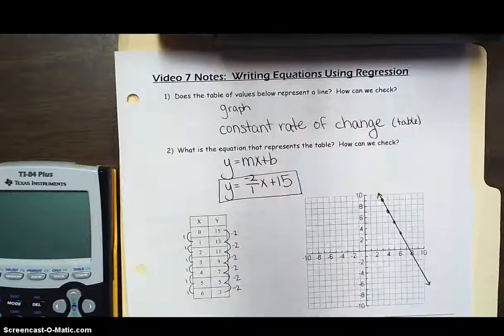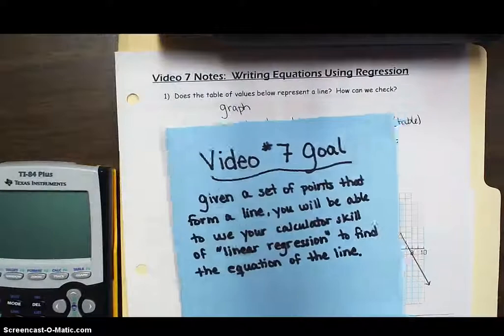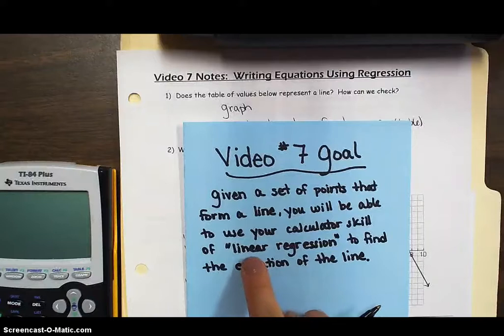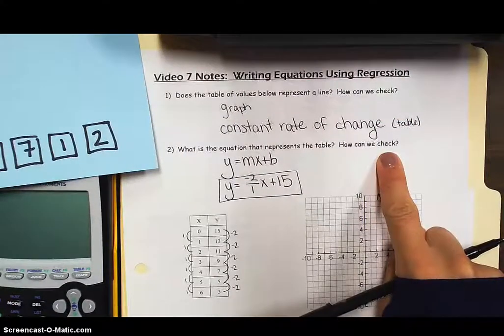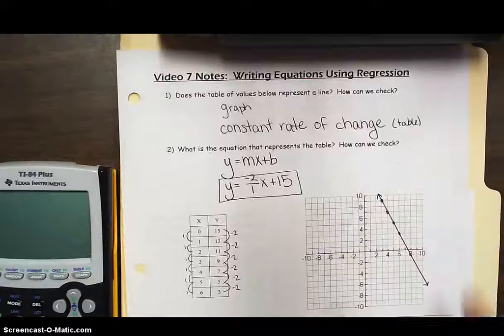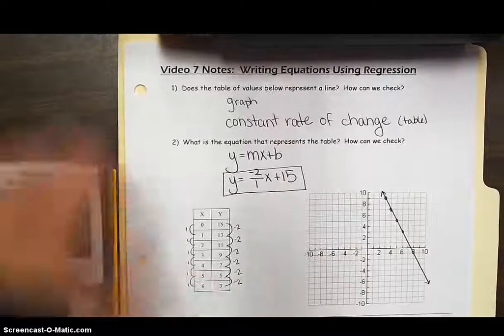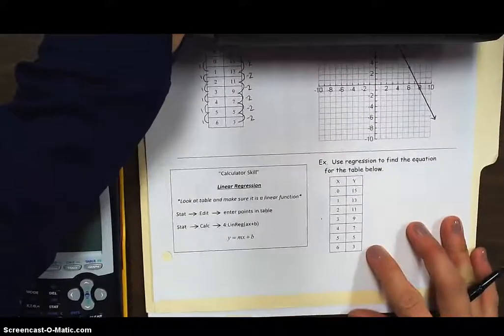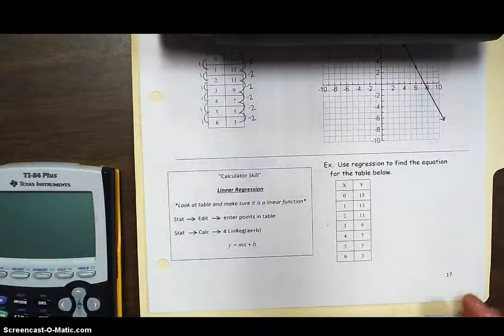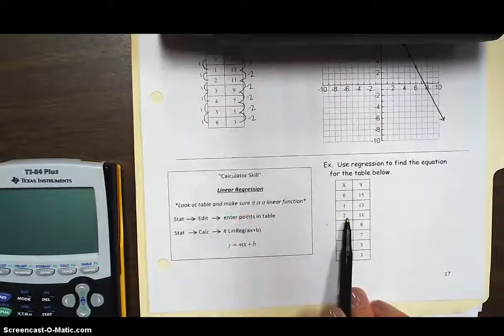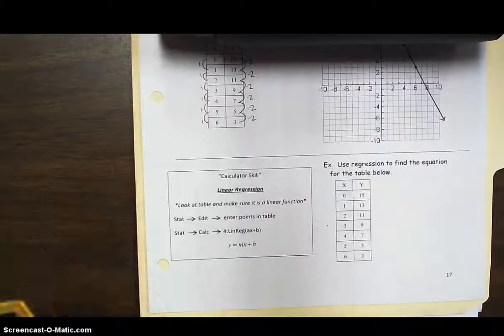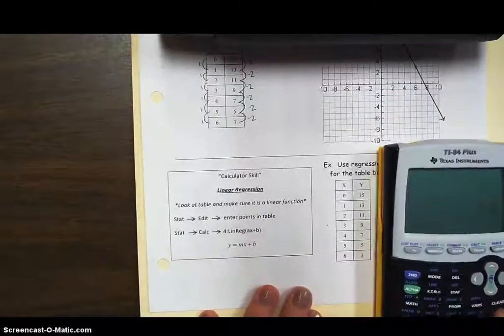Okay, so what we're going to do today, because our goal is to be able to do this using what's called a linear regression. So how can we check this? We can check it by using that linear regression in the calculator. So let's go down below, and here I'm going to show you the steps to use. I have the same table of values as I do up above. I just rewrote it. So let's use the regression to find the equation in this table.